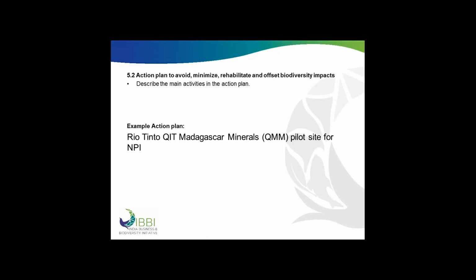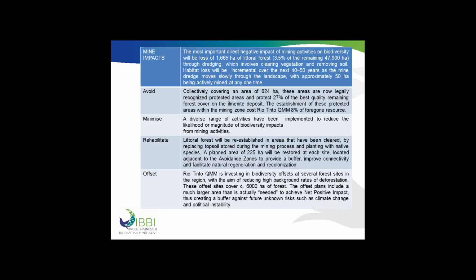Indicator 5.2, which is the action plan to avoid, minimize, rehabilitate, and offset biodiversity impacts, requires the company to indicate whether the company has any action plan to avoid, minimize, rehabilitate, or offset biodiversity impacts due to the project. For example, in this case, we have quoted Rio Tinto's QIT Madagascar mineral project shows how to have such an action plan. Companies can write about such projects or action plan in this section while reporting.